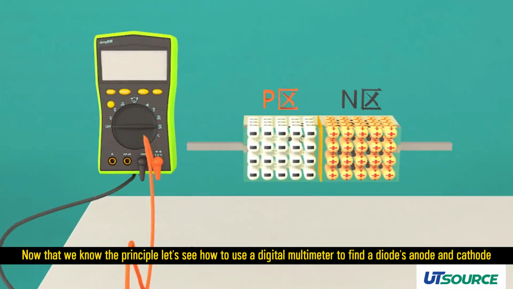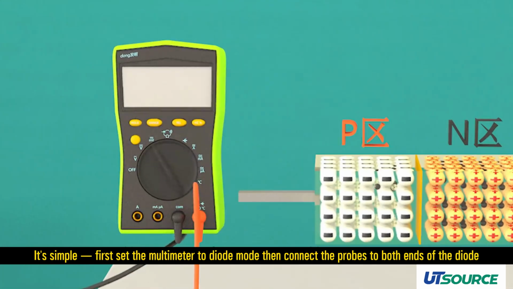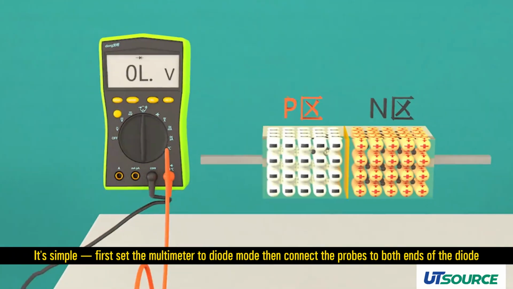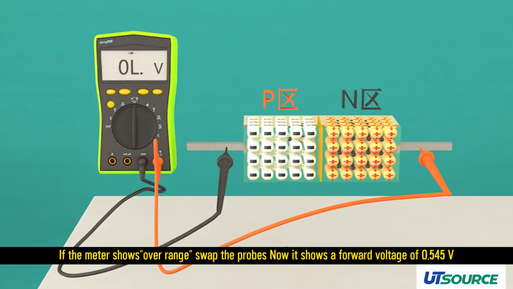Now that we know the principle, let's see how to use a digital multimeter to find a diode's anode and cathode. It's simple. First, set the multimeter to diode mode, then connect the probes to both ends of the diode. If the meter shows over range, swap the probes.